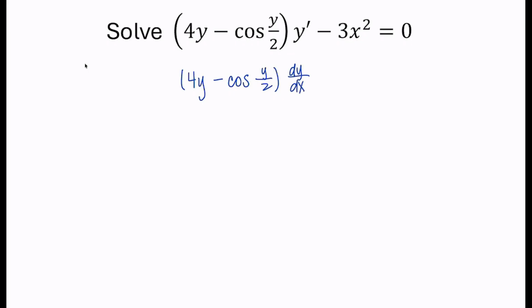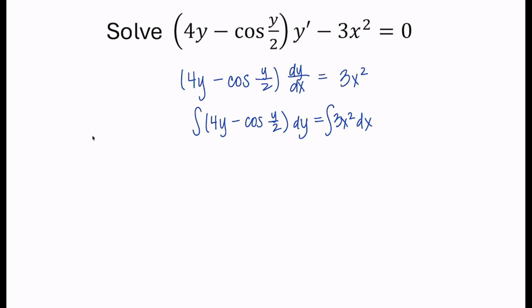And also, kind of all at one time, I'm going to go ahead and add 3x squared to the other side here. So I want to start to think about my g of y dy equals h of x dx situation. So we add the 3x squared to the other side. And so now on this left side, I have this function of y times dy, as long as I multiply the dx to the other side. So we're almost separable. We have 4y minus cosine of y over 2 dy is equal to 3x squared dx. And now let's integrate both sides.